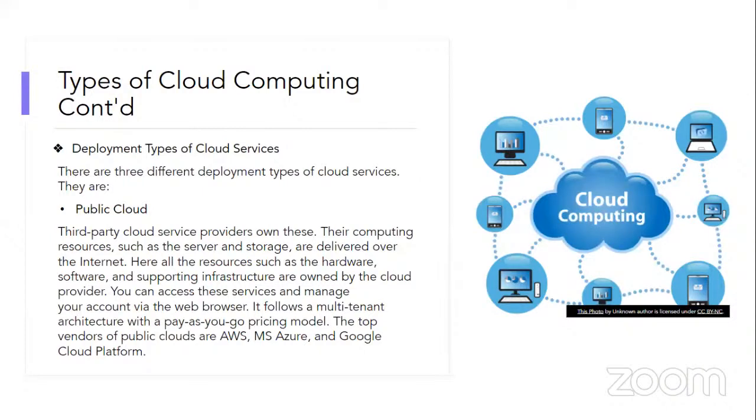This public type of cloud is owned by vendors like AWS, MS Azure, and Google Cloud Platform. Most of us have come across this word, AWS, and we don't know much about it. AWS is simply Amazon Web Services. So these companies own this public cloud where major public information is stored. The next slide, please.